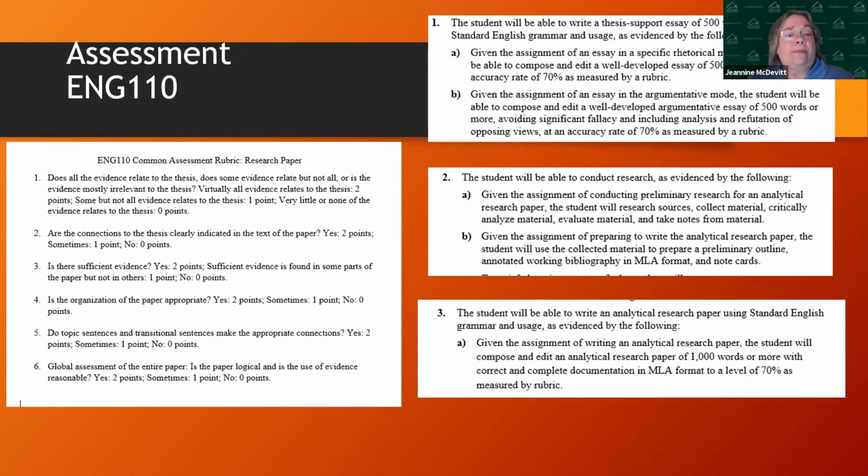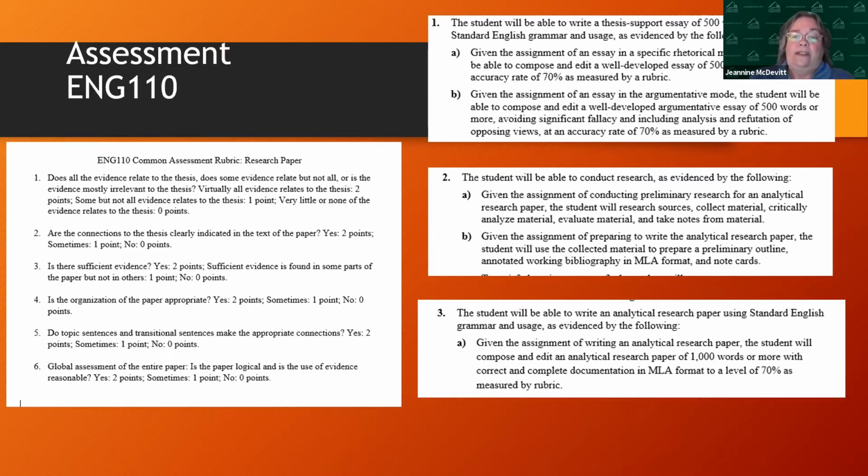Now, the common assessment rubric is on the left, and this is just 6 questions. Does all the evidence relate to the thesis? Does some evidence relate, but not all? Or is the evidence mostly irrelevant to the thesis? 2 points for virtually all evidence relates to the thesis. 1 point for some, but not all evidence. And 0 points for very little or none of the evidence relates to the thesis.